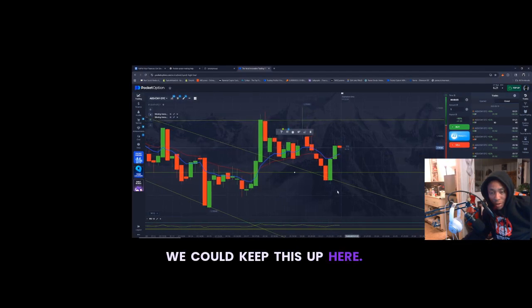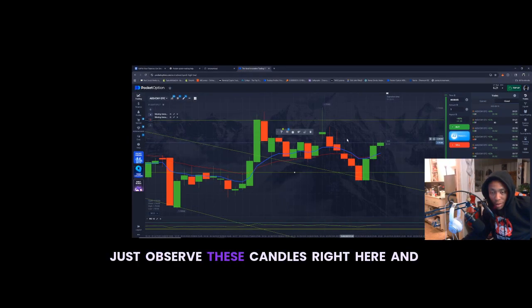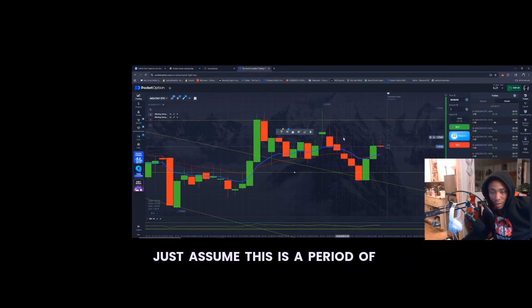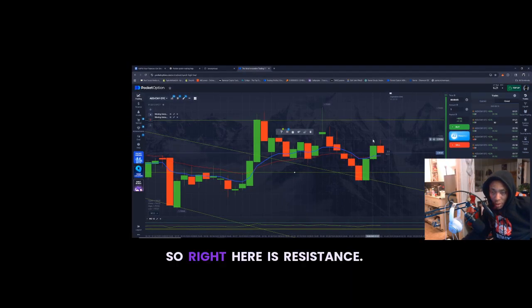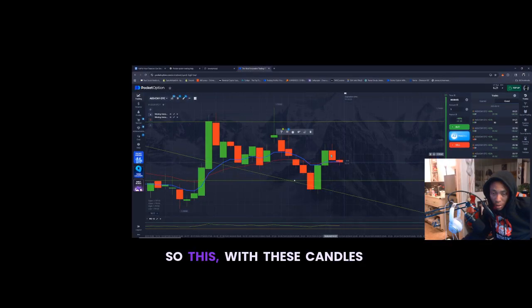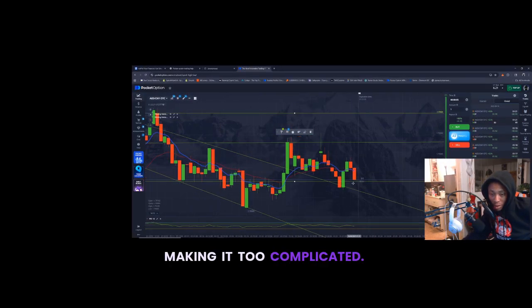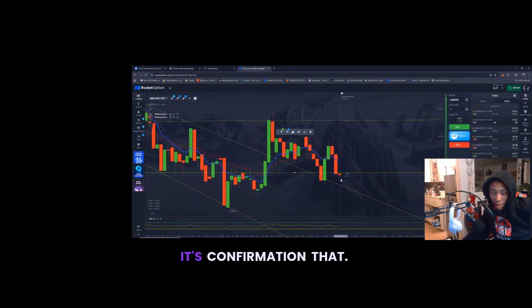So we can say we could keep this up here. If we want to draw a new one, we could, but we could just observe these candles right here and just assume this is a period of resistance and consolidation. So right here is resistance. Right here is consolidation because it's bouncing between 1 and 2. So these candles together will make a plus, if that makes sense, without making it too complicated.